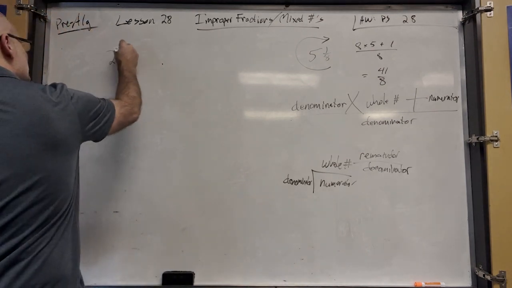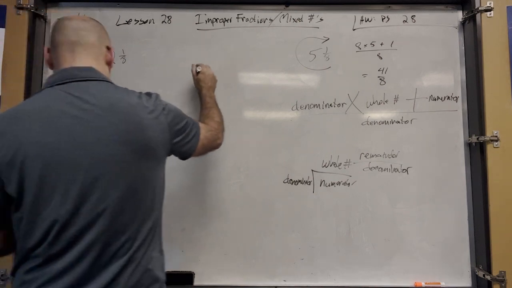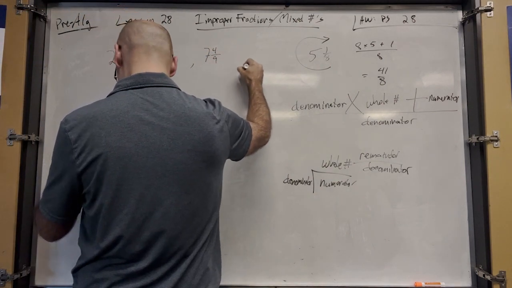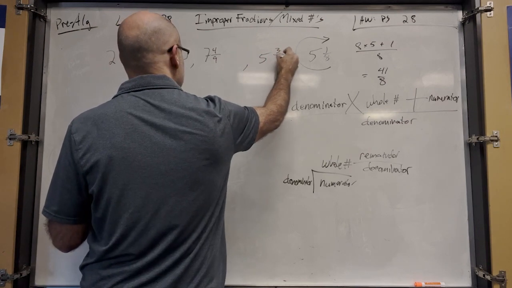Okay, let's convert these: 2 1/8, 7 4/9, and 5 3/11.